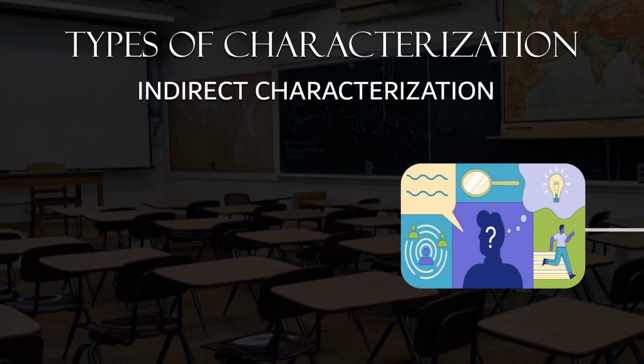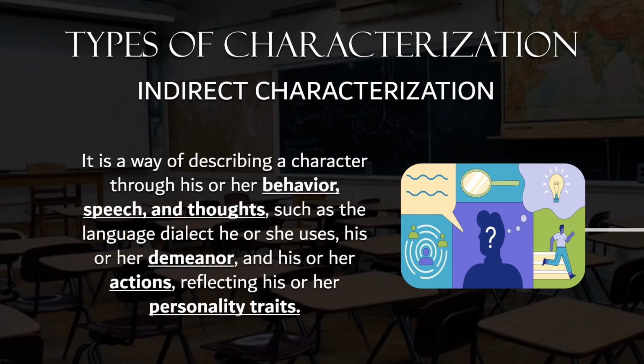On the other hand, indirect characterization is a way of describing a character through his or her behavior, speech and thoughts, such as the language dialect he or she uses, his or her demeanor, and his or her actions reflecting his or her personal traits.